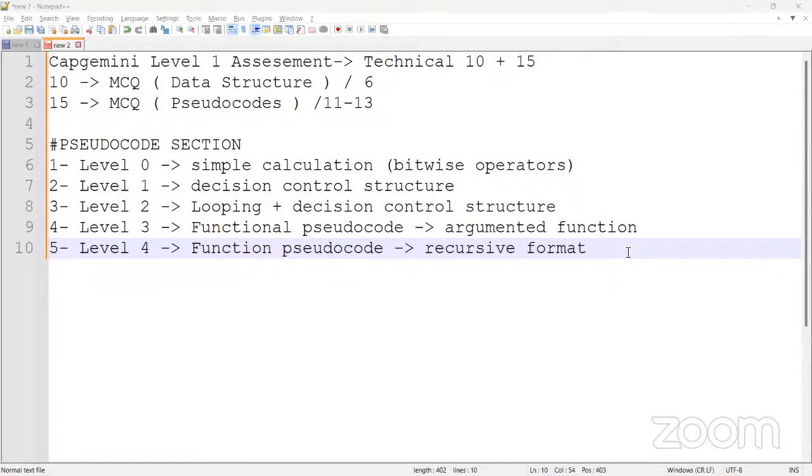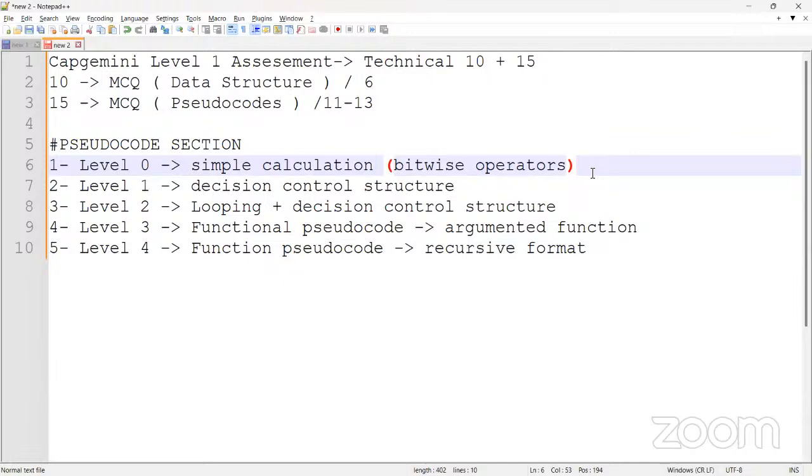As we can see, in level 0 we have simple calculations where we are using bitwise operators. Initially, we need to know what the bitwise operators are and how to solve with their values. Bitwise operators play a very important role in coding, to write specific logics. And Capgemini really focuses on application development programming, so they require students who can understand bitwise operators really well.